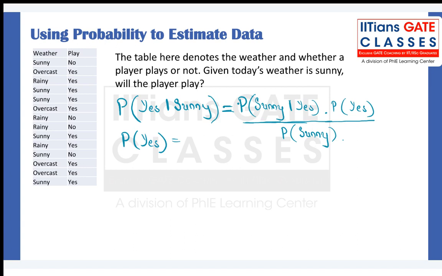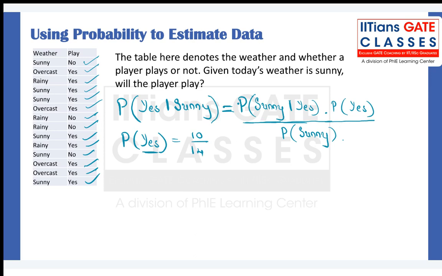Out of, let me give you, you don't have to calculate. 1 2 3 4 5 6 7 8 9 10 11 12 13 14. There are 14 samples. Out of 14 samples, you have yes in 5 6 7 8 9 10, right? So 10 by 14. So I'm just asking whether the play is yes or not. I'm not considering the weather, correct?